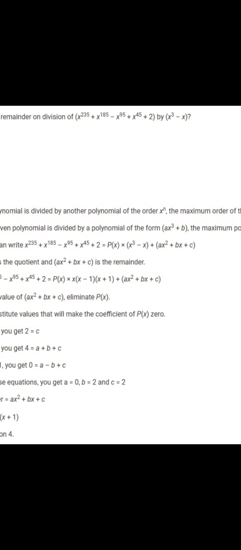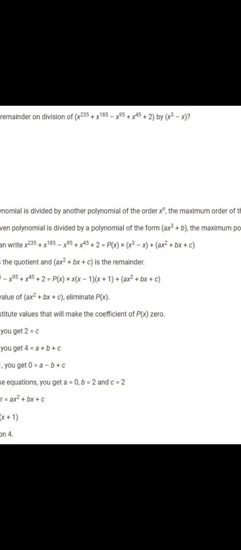What is the remainder on the division of x to the power 235 plus x to the power 185 minus x to the power 95 plus x to the power 45 plus 2 when it is divided by x cube minus x? So first thing we need to understand here is that if we divide any polynomial by x cube minus x, the maximum power of x in the remainder will be x square.